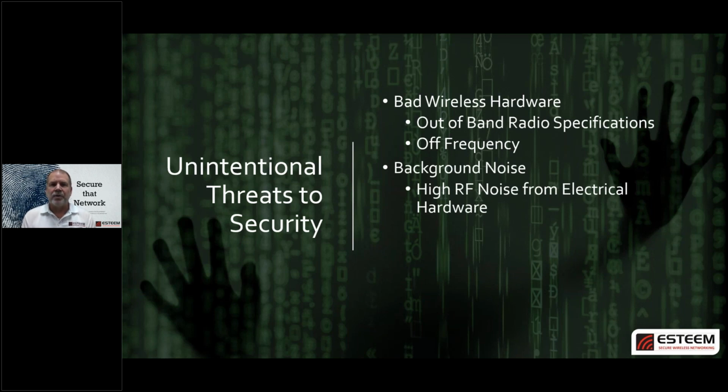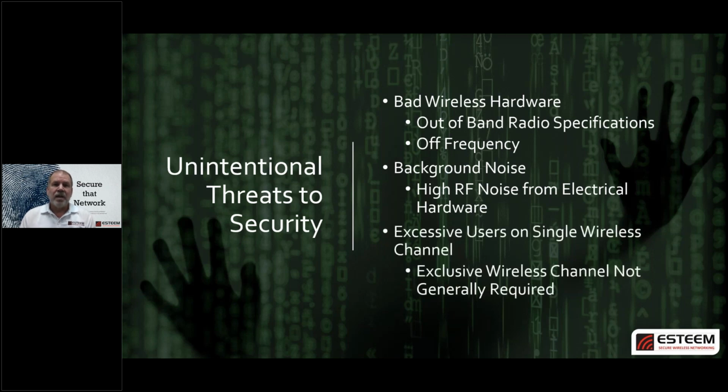So we can have our high RF noise from electrical hardware. These could be your VFDs. It can be static discharging. It can be welders. It can be any number of things that add to that electromagnetic energy that's running in the background. Also, we can have simply too many users on a single wireless channel. You can actually overload or basically clog up that wireless channel.